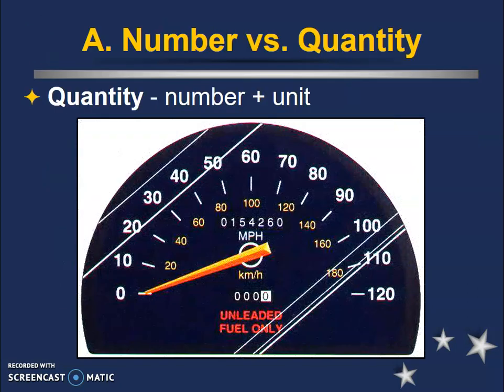So first, we need to know the difference between a number and a quantity. A number is just that. It's a number with nothing included with it. If you were just to say a number to someone, they don't know what it is or what it pertains to. So we need to make sure that we are very specific, and instead of giving a number as an answer, we are going to give a quantity. A quantity makes your number more specific. It puts it in context because it's your number plus the unit of measurement.